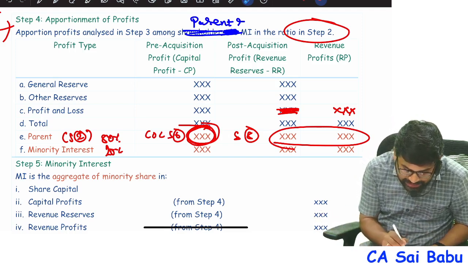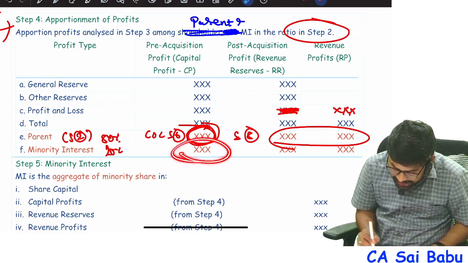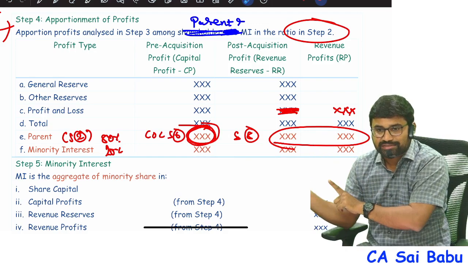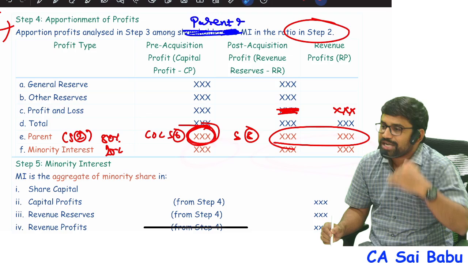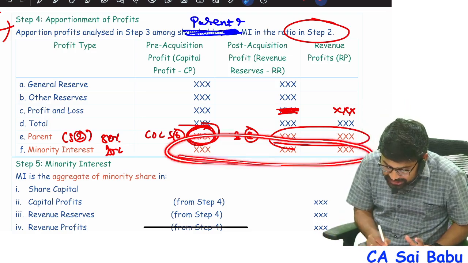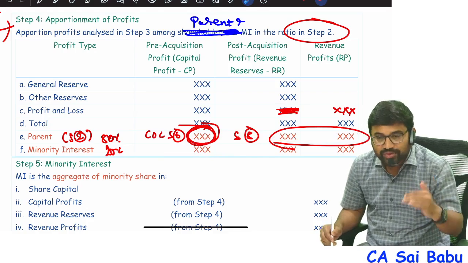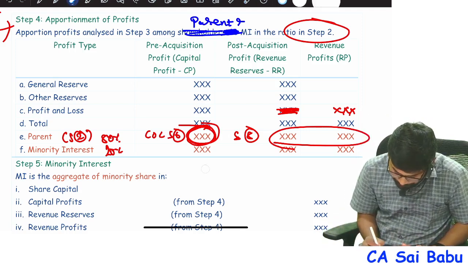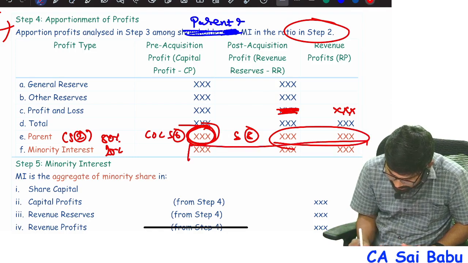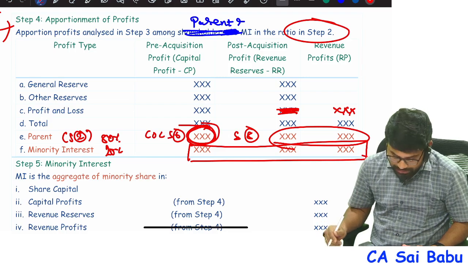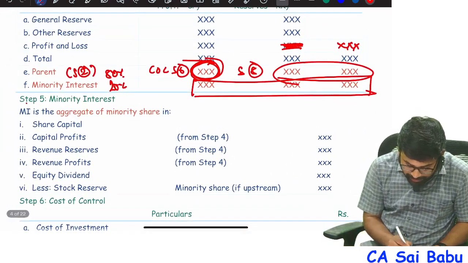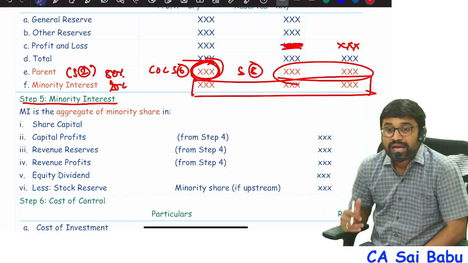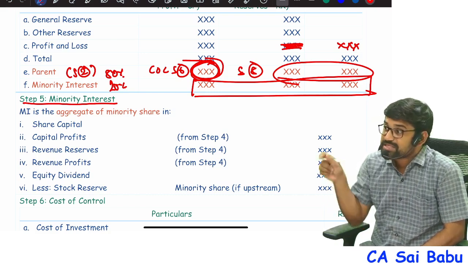What about minority interest? Minority interest share is added only to minority interest. Whether it is pre or post, it doesn't matter. The entire minority interest share will be added to the minority interest in step number 5. In step number 5, see here. This one, entire minority interest. So, minority, step number 5, you see. I told you what minority interest is. Minority interest is nothing but minority shareholders' share in the net assets of the subsidiary company.